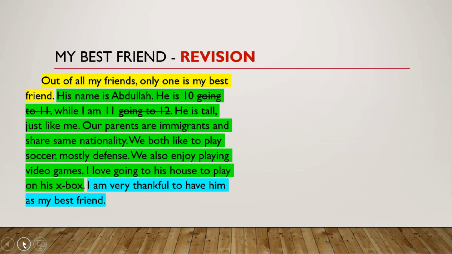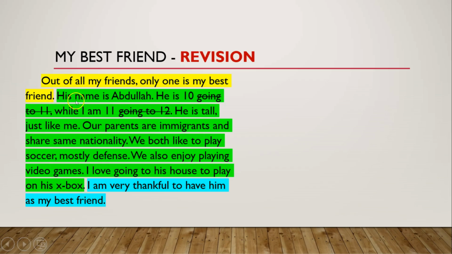So here he started with his topic sentence and controlling idea. His topic sentence, his main idea, is his best friend, and out of all my friends, this is his controlling idea. He's trying to tell us that he's only going to be talking about his best friend.